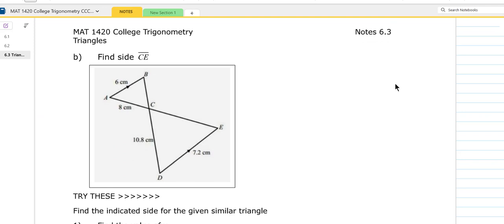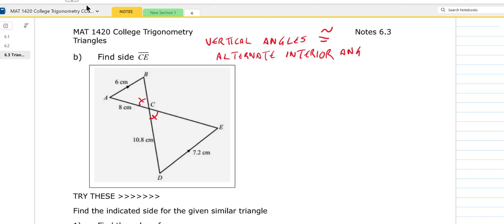Now, this one is a little bit different situation. On this one, I can show you why these two angles are congruent. So in geometry, vertical angles are always going to be congruent to each other. Vertical angles are on opposite sides of crossing lines. So we have that. Okay, we also have something that's called alternate interior angles, which is a nice thing to know from geometry. Alternate interior angles are also congruent to each other.